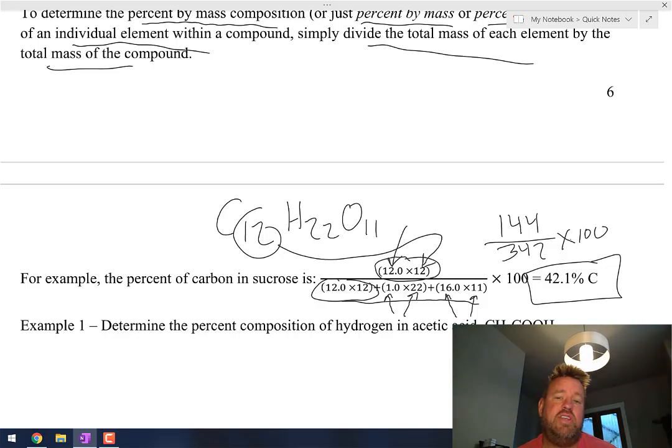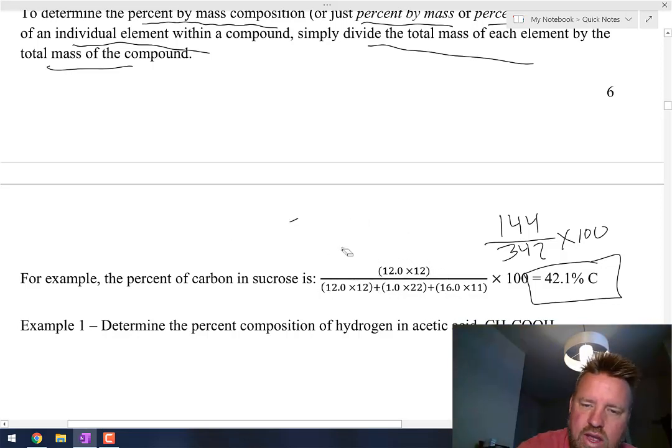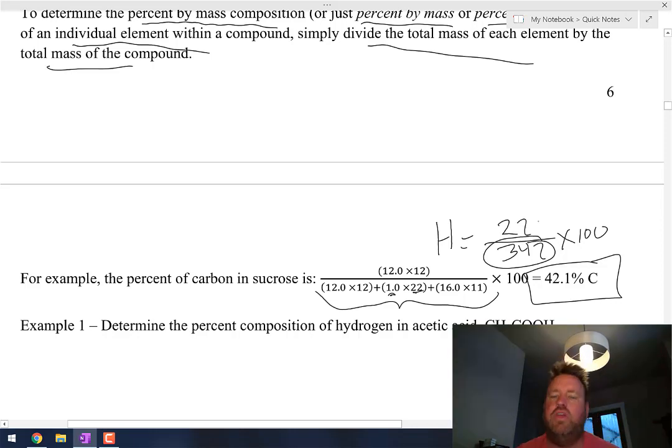Now could we do the same thing with hydrogen? Of course we could. How does this equation change if we say what's the percentage of hydrogen? Does the mass of the entire molecule change? Of course not. It's still going to be 342. But now on the top, if we're doing this for hydrogen, we would put the mass of hydrogen, which would be the 1 times 22, which would be 22. So you take 22 divided by 342, then multiply by 100. Let's check what that would be. 22 divided by 342 times 100 equals 6.4, let's say 6.4%.